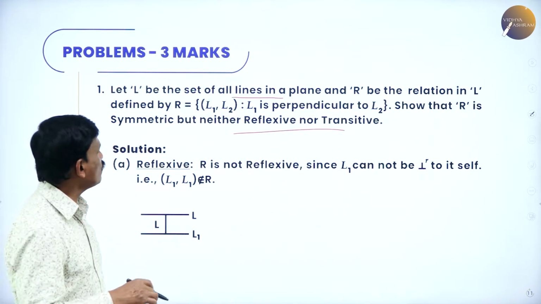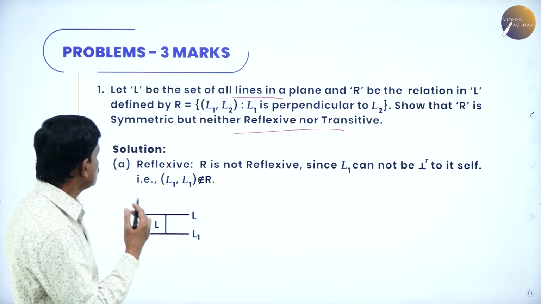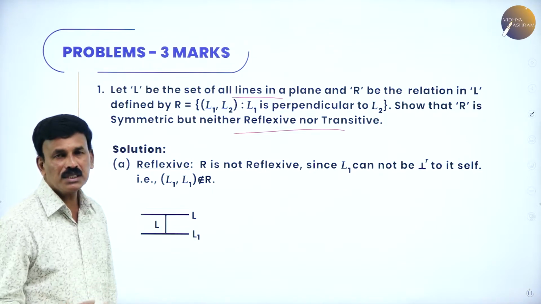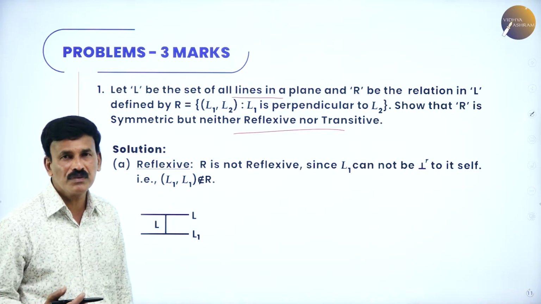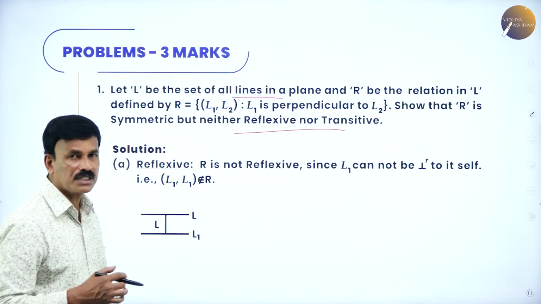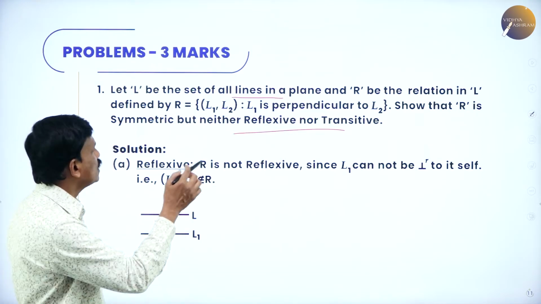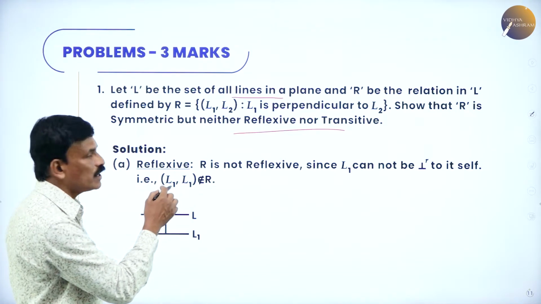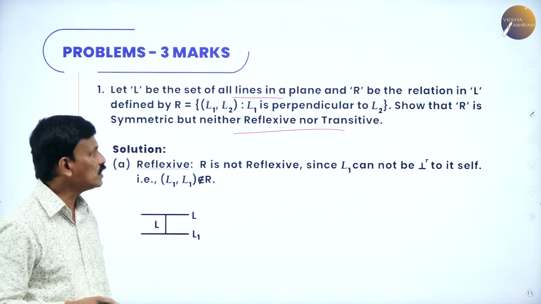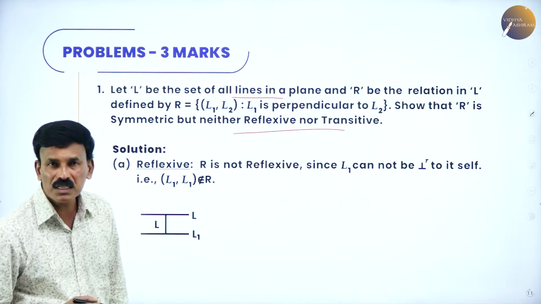Now, the set of all perpendicular lines is an example of a relation which is symmetric but neither reflexive nor transitive. So in the examination, they may ask, give an example for a relation which is symmetric but neither reflexive nor transitive, then right away you can say the relation R on the set L defined by R equals (L1, L2) such that L1 is perpendicular to L2 is an example. Now, let me check whether it is an equivalence or not.